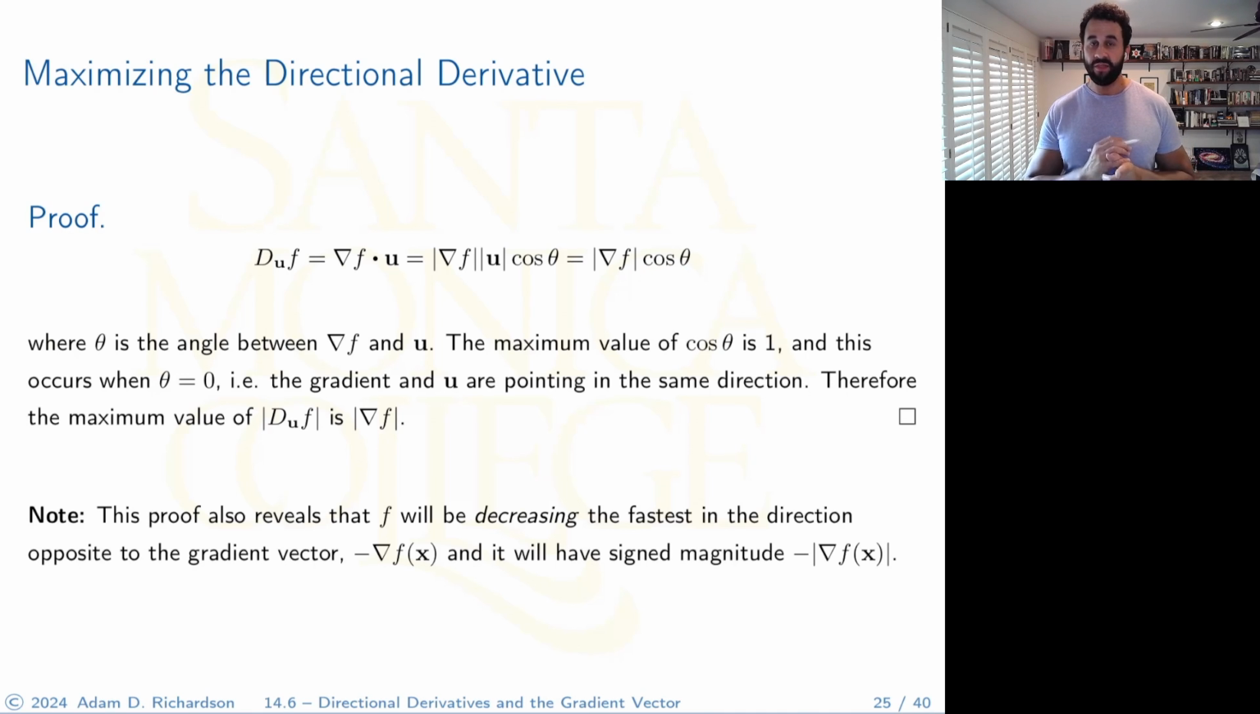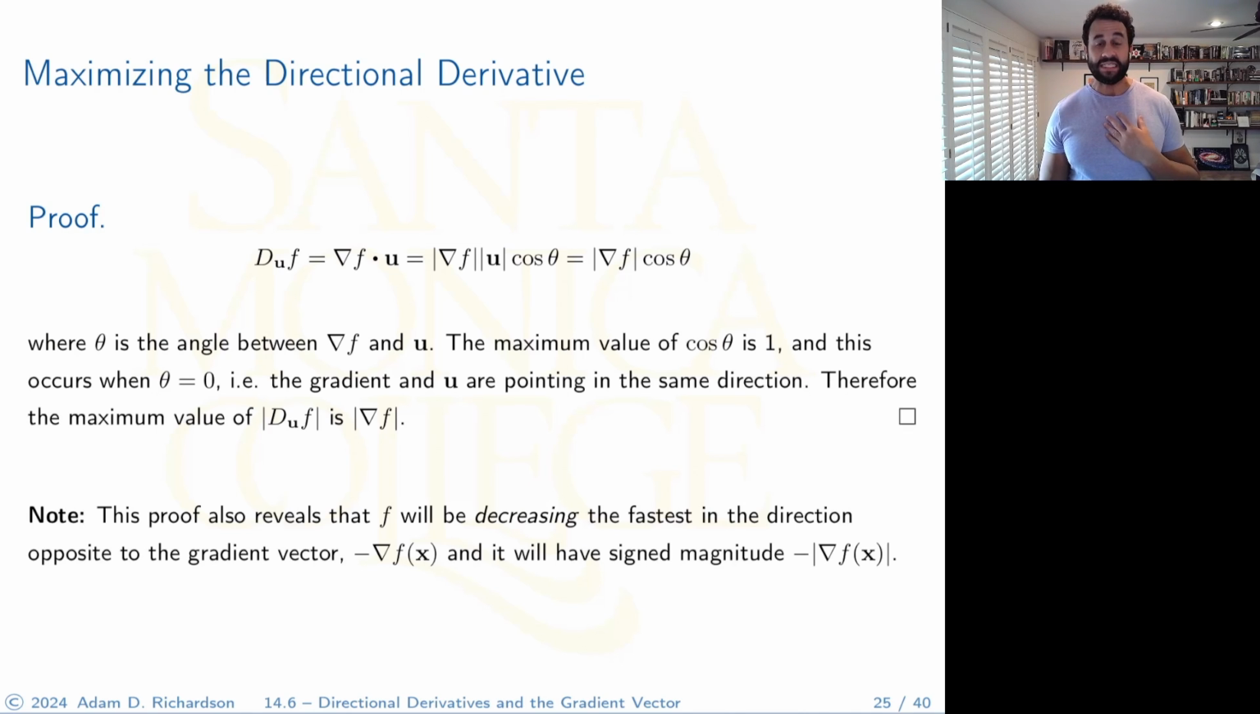All right, now the maximum value of cosine theta is 1. And this occurs when the angle is 0. So basically when the two vectors are pointing in the same direction, that's when cosine is maximized, right? So that means that the gradient and the unit vector have to be pointing in the same direction if you want to maximize the directional derivative. But that would mean that the maximum value of the directional derivative is just the length of the gradient vector itself, because then this will just become 1, right? That'll become 1, and that's the proof. So there you go. That's it.